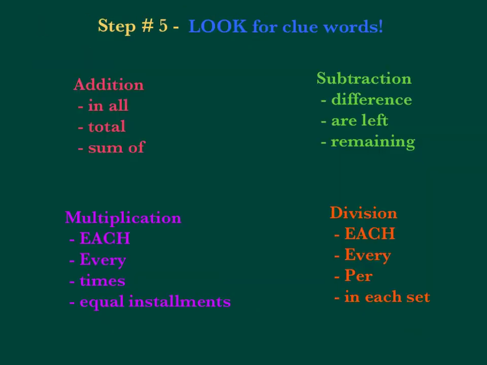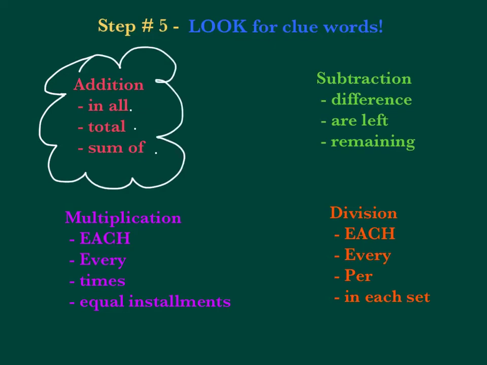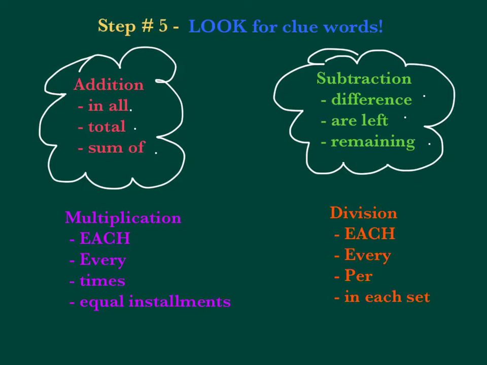Step 5 is to look for clue words. These clue words in your problem will help you determine what operation you need to use. If you see words like in all, total, and sum, chances are you're going to be using addition to solve that problem. If you see words like difference, are left, remaining, you're going to be using subtraction to solve that problem.